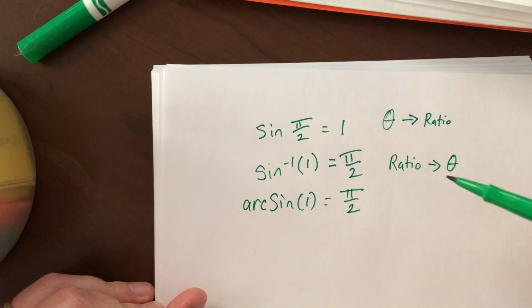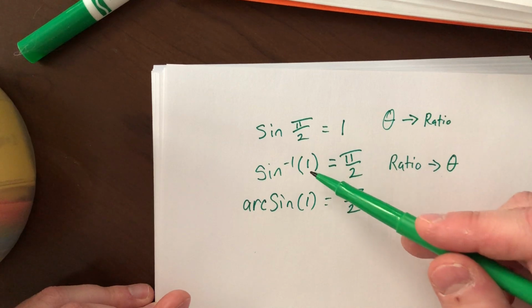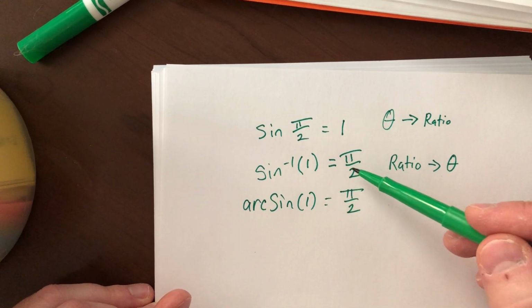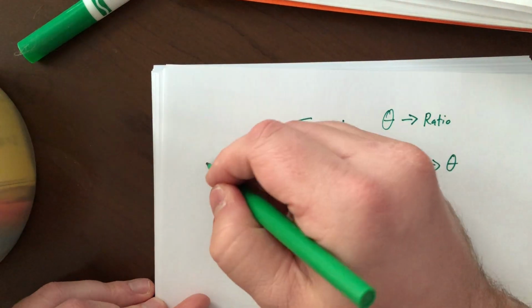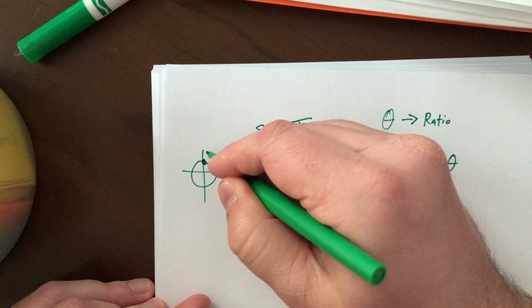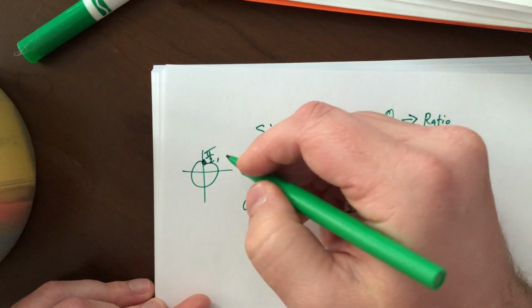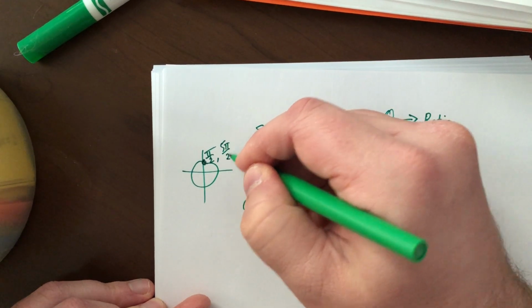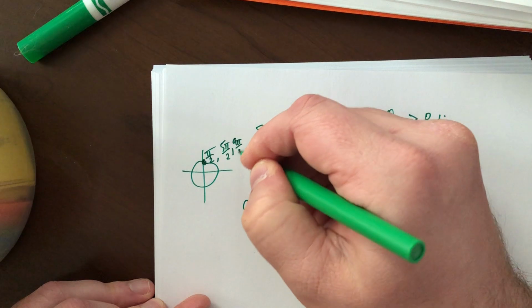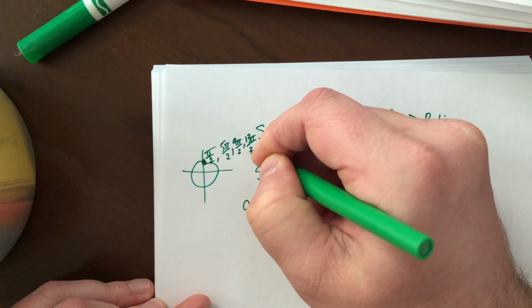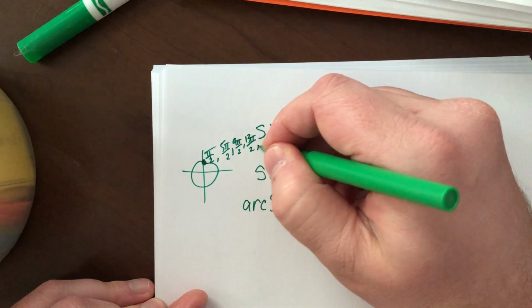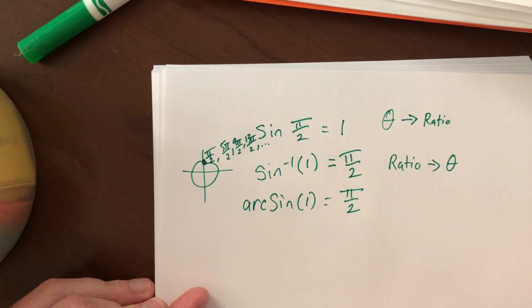Here's the problem with arc sine, though. If I say, hey, when do I get a ratio of 1? It happens at pi over 2. The thing is, since it's a circle and it's cyclical, it happens at pi over 2, add 2 pi to that, right? 5 pi over 2, add 2 pi to that. 9 pi over 2, add 2 pi to that. 13 pi over 2. It happens an infinite number of times. And so to keep these functions as just spitting out single values, we say inverse sine.